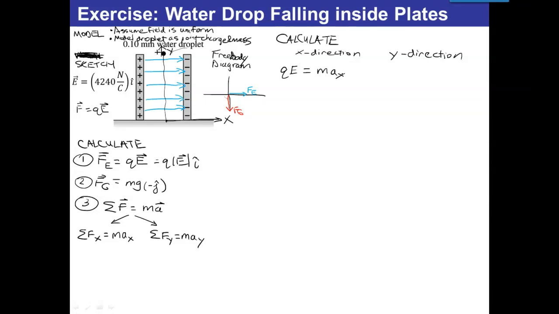And so you can see immediately we can solve for the X component here. a sub X is going to be Q over M times E. Here I'm using E just for shorthand. E without the vector notation just means the magnitude of the electric field.